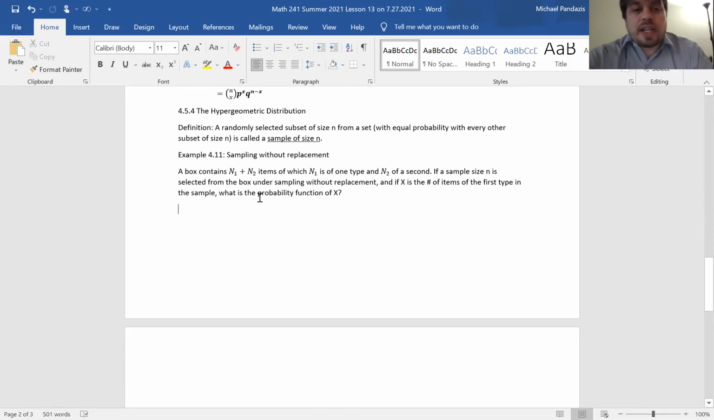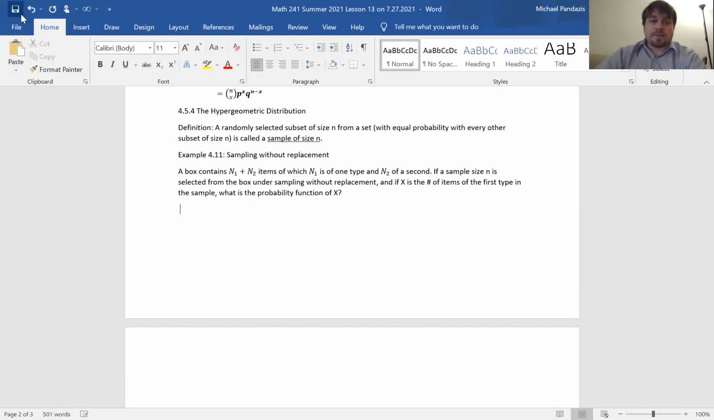A box contains N1 plus N2 items, of which N1 is of one type and N2 is of a second. If a sample of size n is selected from the box under sampling without replacement, meaning you don't replace things you select. So if you're selecting n things, every time you choose something, when you make the next choice, the thing you chose is no longer there. And if x is the number of items of the first type in the sample, what is the probability function of x?